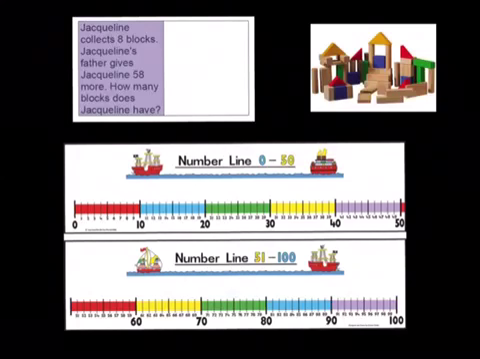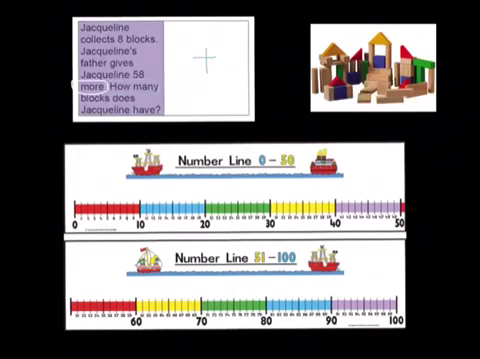So Jacqueline collects 8 blocks. Jacqueline's father gives Jacqueline 58 more. Oh, that's a key word, more. That means that we're going to add numbers together. So I could write in my symbol for add. Okay, how many blocks does Jacqueline have? So there's another bit of key language, how many.